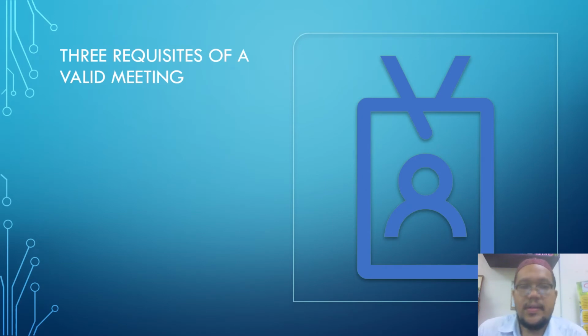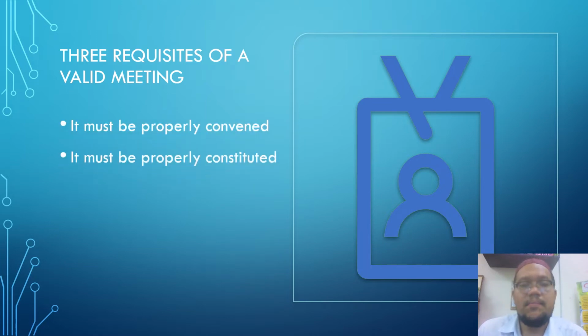Three requisites of a valid meeting, or we can say a requirement of a valid meeting. First, it must be properly convened. Second, it must be properly constituted. And third, it must be properly conducted. I'm going to explain one by one what is convened, what is constituted, and what is conducted.